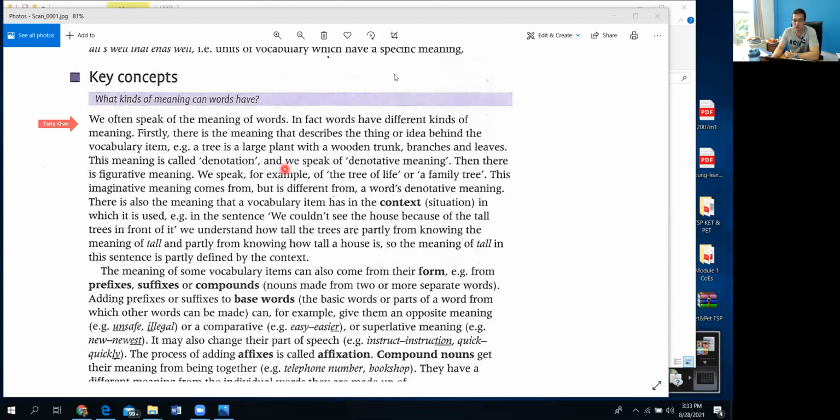Are these two things clear to you? Raise your thumbs if it is clear to you.